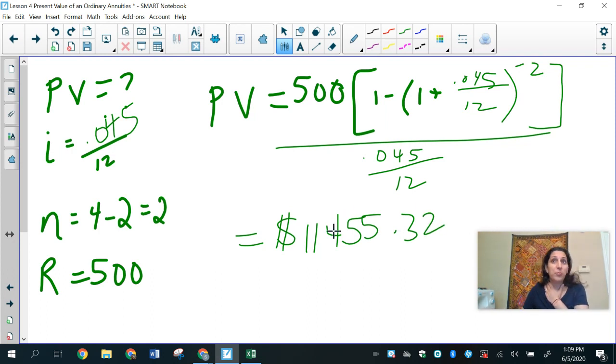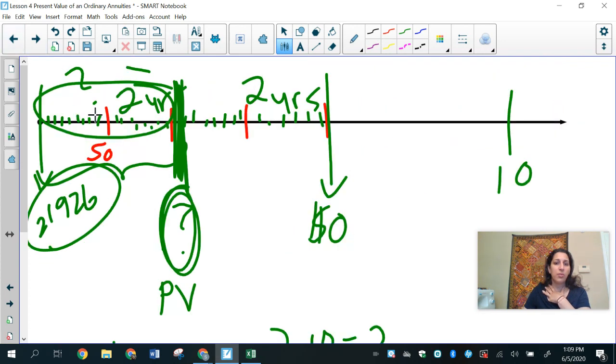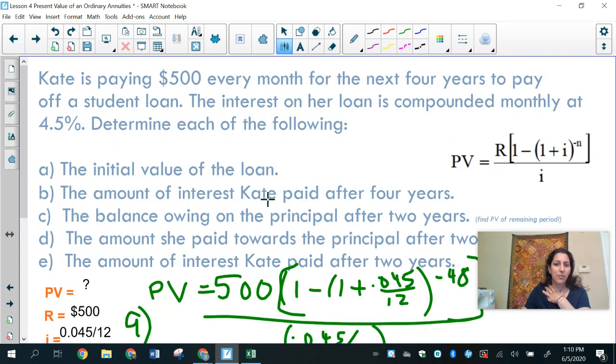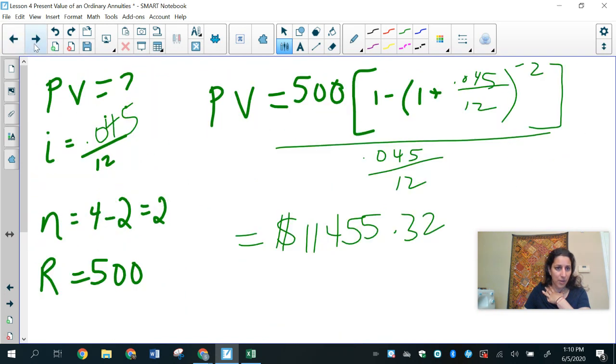And if you don't believe me about what I said earlier, this number is not going to be correct if you chose the number. If you had chosen, where's this timeline?